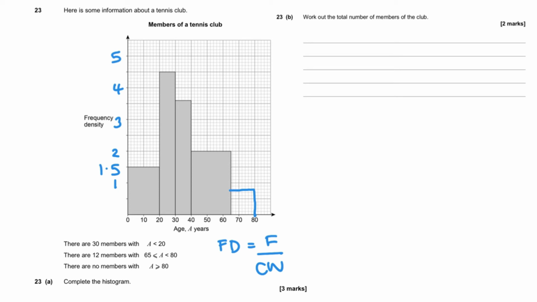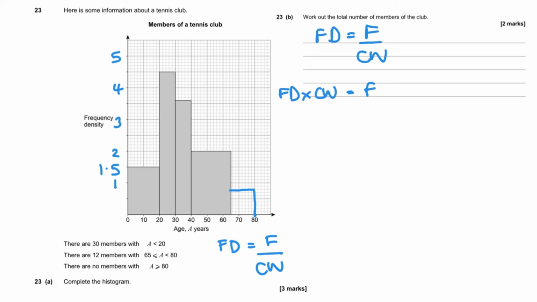Work out the total number of members of the club. So in our key points video, we talked about how on histograms, the bars represent the data. So the bigger the bar, the more data there is in that category. So we need to work out how many people these squares represent. So to do that, we're going to use the frequency density equation. So if we've got frequency density equals frequency divided by class width, if we rearrange that, the frequency, which is what we're trying to find, will be frequency density times class width.